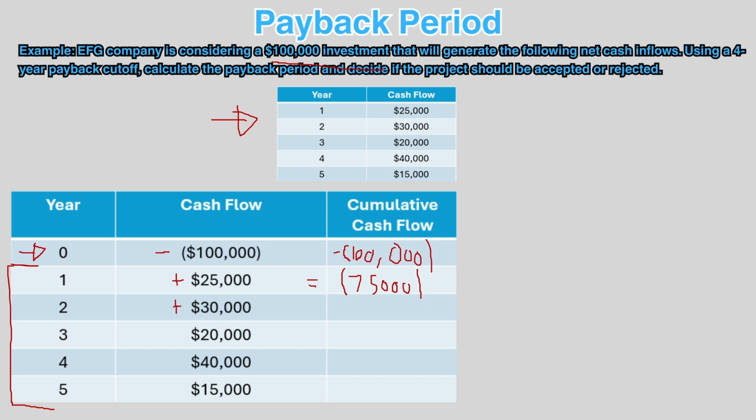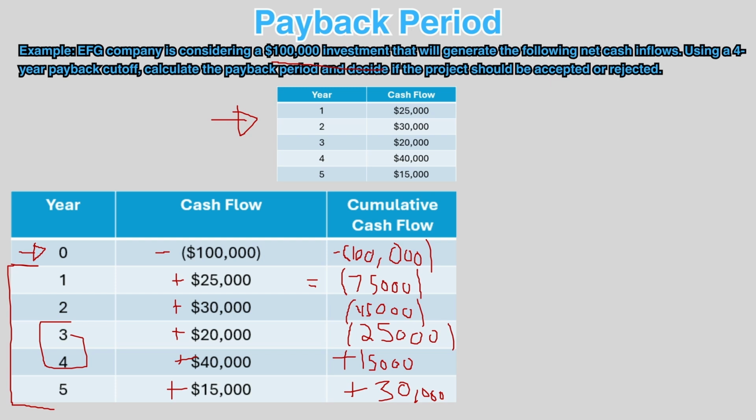Then we add $30,000 in year 2. We get negative $45,000 as our next cash flow. And we add the $20,000 in year 3. We get negative $25,000. And we add the $40,000 in year 4, and you'll see that now this switches to positive $15,000. And you do the last for year 5, and you get positive $30,000. So as you can see, somewhere between years 3 and 4, our cumulative cash flow switches from this negative $25,000 to positive $15,000.